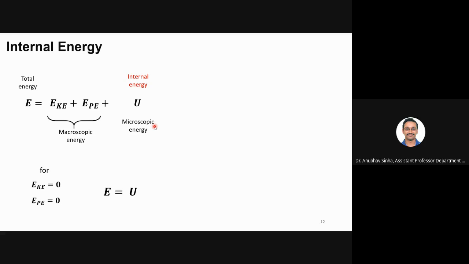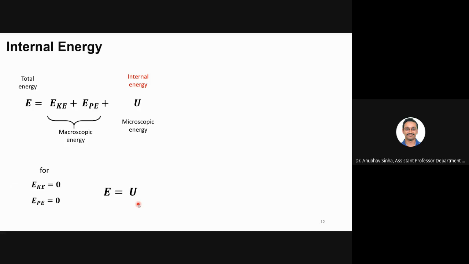For most of the examples that we'll consider in this course, kinetic and potential energy will be 0. So it is a system at rest, and let us say the height is also 0. That is the reference height. So we'll say that E is equal to U. These terms are removed. So E is equal to internal energy.